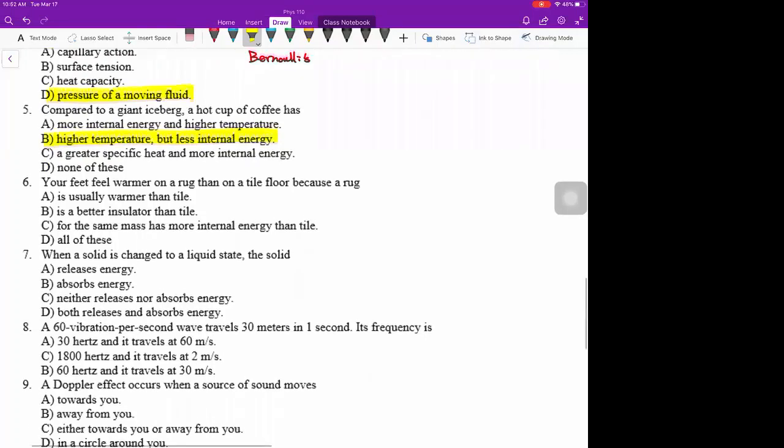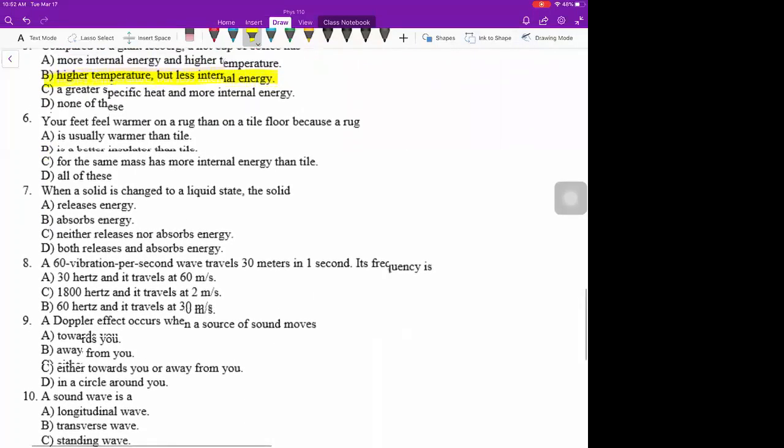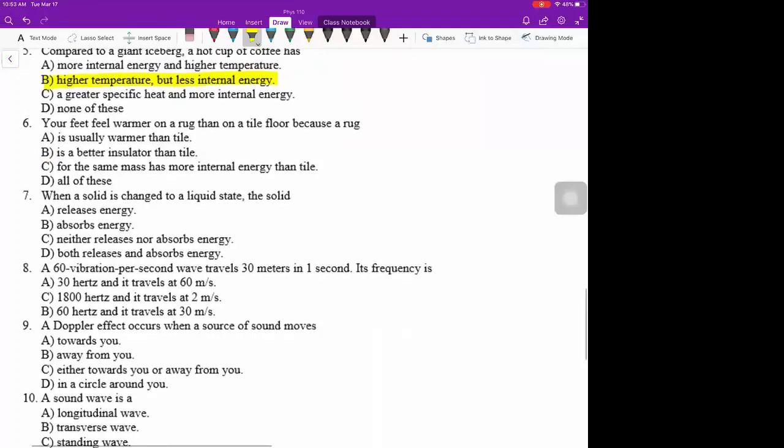Okay, number 6, you feel warmer on a rock than a tile floor because the rock is what? It's a better insulator than tile, so you feel different. It's just the same as when you touch wood and touch metal. Wood is an insulator, so you don't feel colder and you feel warmer with the wood, because wood is a better insulator than the metal.